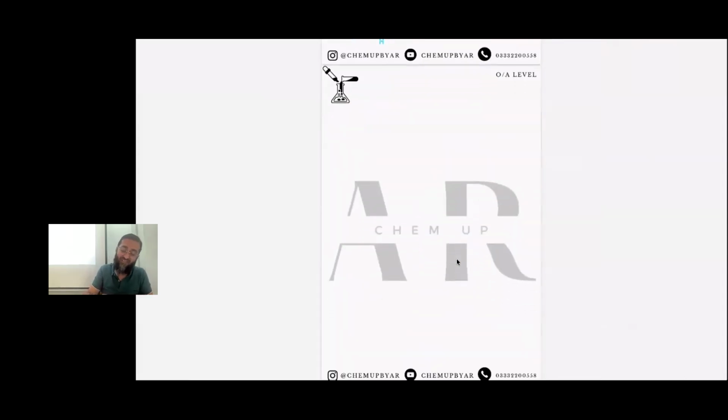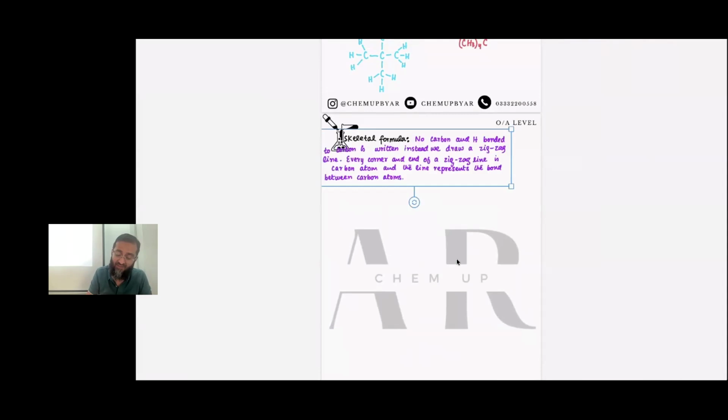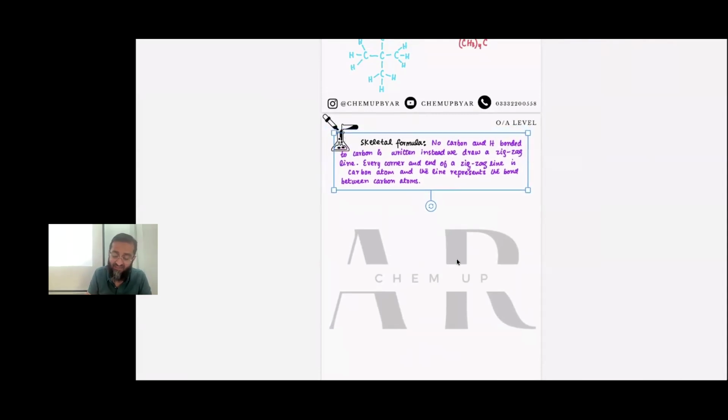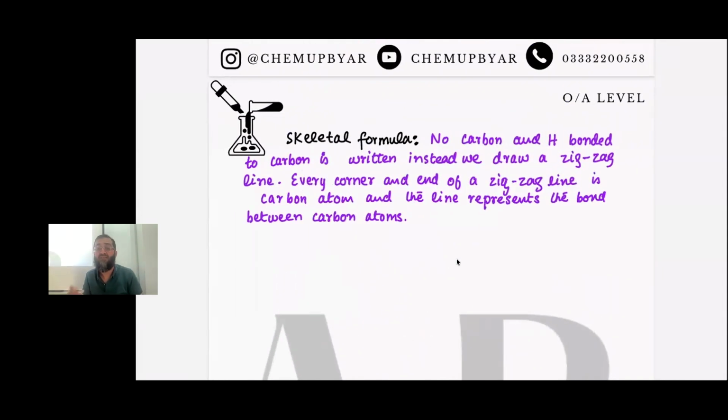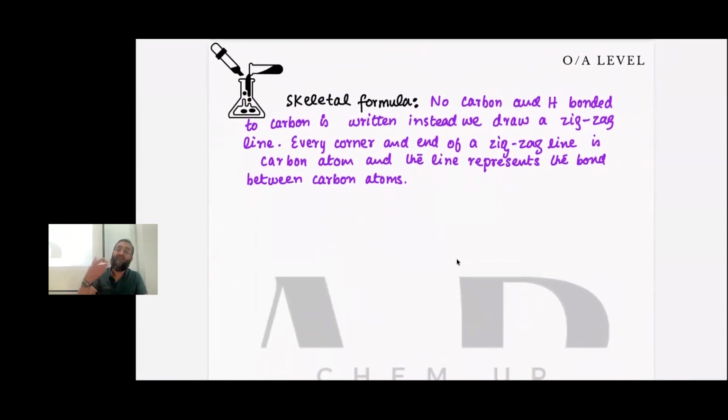Now, next after this, we have skeletal formulas. So what are skeletal formulas? Yes, in skeletal formulas, there is no hydrogen which is bonded to carbon and that carbon we can write. Instead that we draw a zigzag line where each corner and the end of that zigzag line represents the carbon atom. And if there is any other atom, we can represent that too.